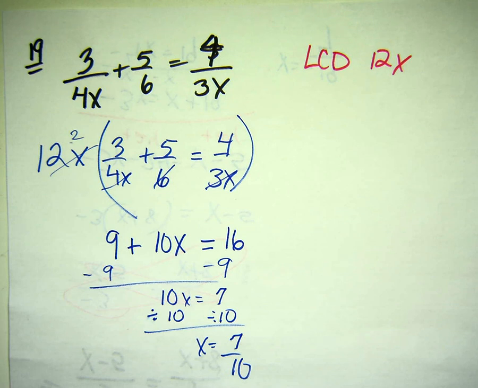4 can go into 12 3 times. The x's cancel out. So 3 times 3 gives you 9. 6 can go into 12 2 times. But 2 times 5 gives you 10. Bring down your x. Bring down your equal sign. 3 can go into 12 4 times. 4 times 4 gives you 16. Notice how the x's cancel out. Now using general algebraic skills to isolate the variable x, your final answer is 7 over 10.